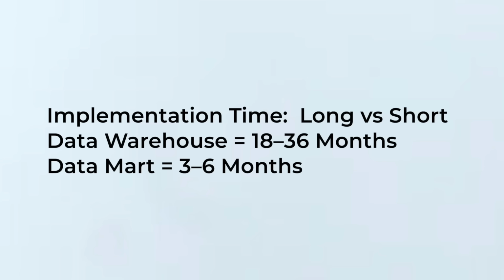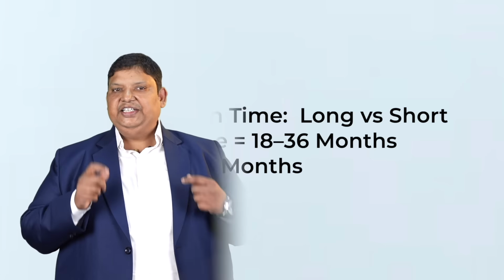Data warehouse projects typically take 18 months to 3 years for initial implementation. You are dealing with enterprise integration challenges, complex data governance requirements, and the need to standardize definitions across multiple business units. Data marts can be operational in 3 to 6 months. The limited scope means fewer integration points, simpler governance requirements, and faster user feedback cycles.